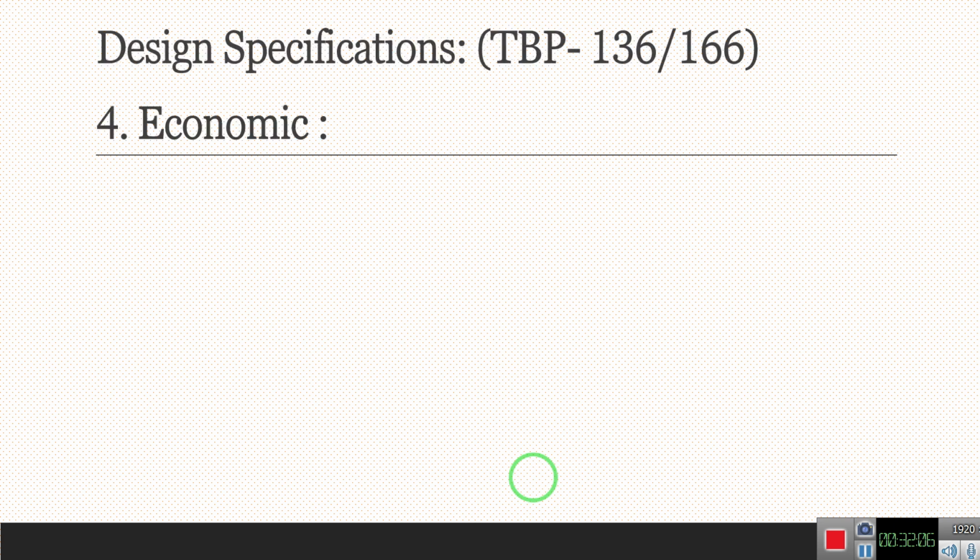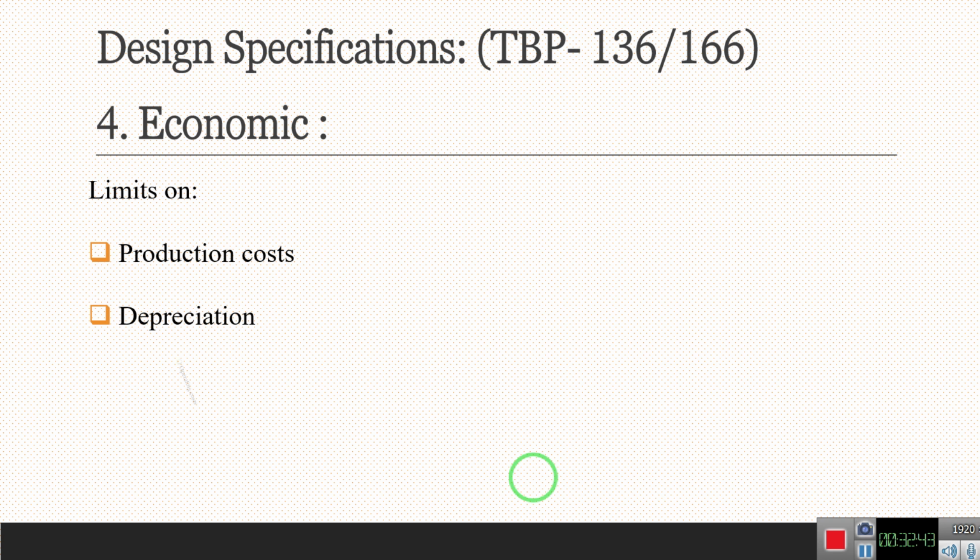Last three, economic. Economic limits should be kept on production cost. Depreciation cost: depreciation means when you purchase something and after so many years you sell it, the difference in the amount you get is the depreciation. This difference should be low, meaning the selling price should be near the purchasing price. If depreciation is low, then the product is very good.